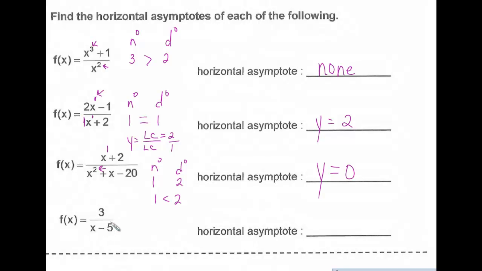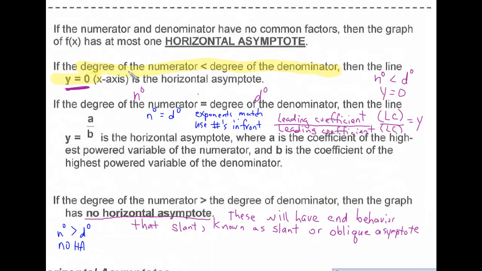In the next problem, we see 3 divided by x minus 5. We do not have a variable in the numerator. In this case, that degree would be 0. The degree of the numerator is 0. The degree in the denominator is 1. 0 is less than 1. Again, when the degree of the numerator is less than the degree of the denominator, the horizontal asymptote is y = 0.